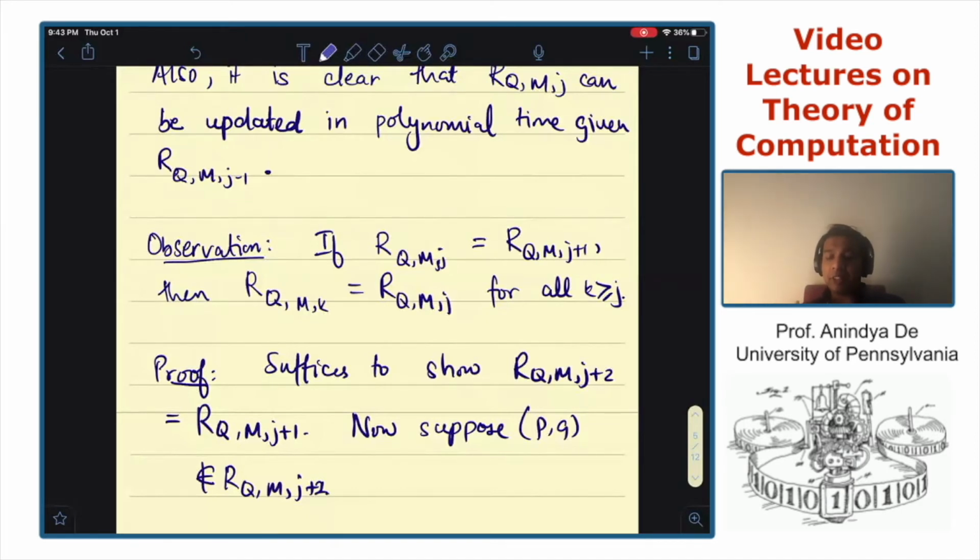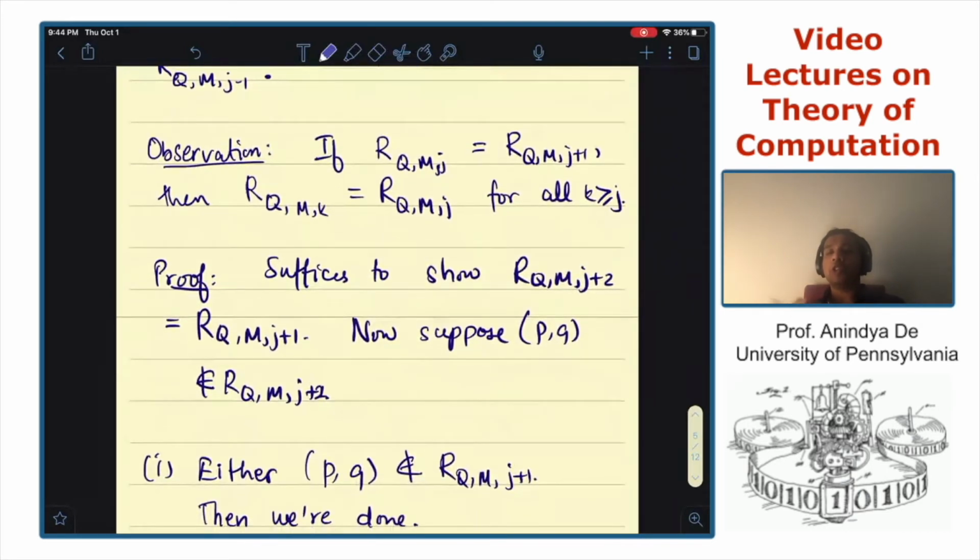Observe that it just suffices to show that R_{Q,M,j+2} equals R_{Q,M,j+1} under our hypothesis, because once this is true, then we can just inductively get R_{Q,M,j+3} equals R_{Q,M,j+2}, which is the same as R_{Q,M,j+1}, which is the same as R_{Q,M,j}. So we can just apply this inductively. So it just suffices to show that R_{Q,M,j+2} equals R_{Q,M,j+1}. Okay, so to show this, suppose I consider P, Q which is not in R_{Q,M,j+2}.